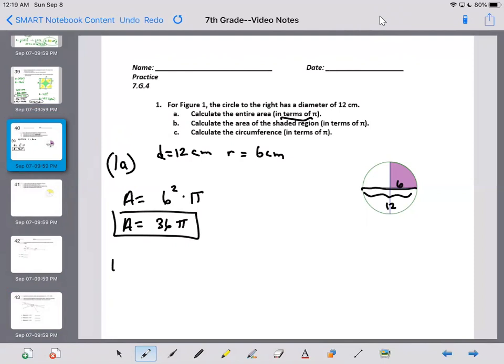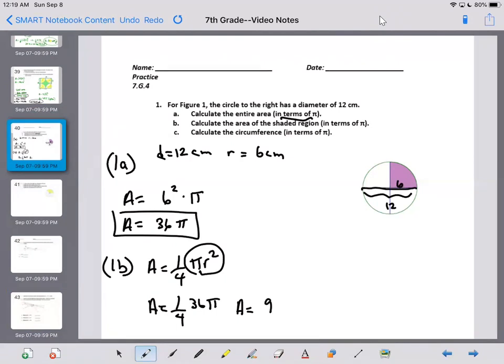So 1b says calculate the area of the shaded region in terms of pi. Well, remember that the shaded region is actually a fourth of pi r squared. It's a fourth of the entire circle. And we know that the entire circle is 36 pi. So 1/4 of 36 pi, that area is going to equal 9 pi. And it's 9 pi centimeters squared. And this was 36 pi centimeters squared.